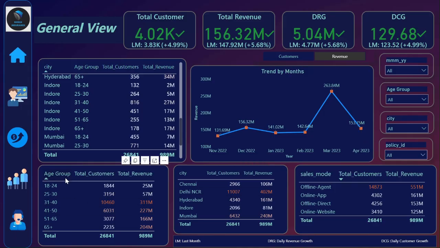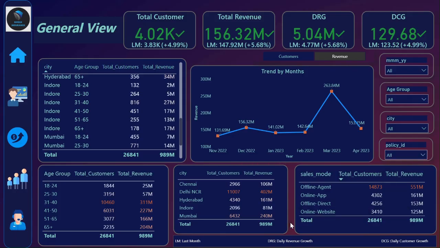If you look at the age group with total customers and total revenue, as you see in the last one, the age group of 31 to 40 is the highest, and the lowest is 18 to 24. If you see which city has the highest total customers and total revenue, it is Delhi NCR. The last one is the sales module, with customers and revenue.